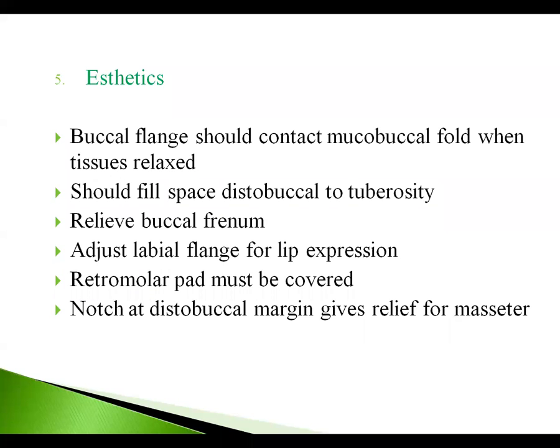The buccal flange should contact the mucobuccal fold when the tissue is relaxed. It should fill the space distobuccal to the tuberosity, relieve the buccal frenum, and the labial flange should be adjacent to the lip extension. Then the retromolar pad must be covered, with the distobuccal margin relieved for the masseter.